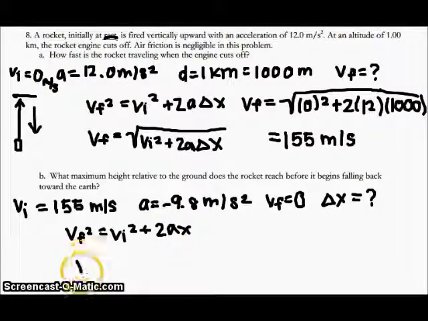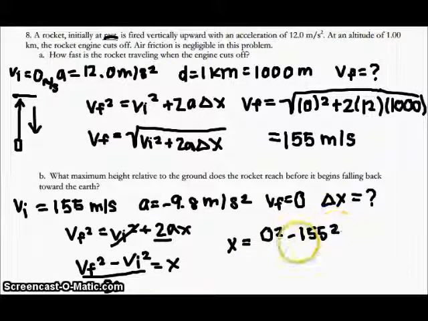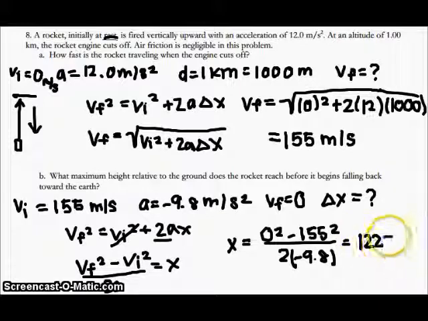So we're going to move this stuff to the other side. So let's subtract the initial velocity squared. And then if we subtract that, we need to divide by the 2a. So all over 2a equals the change in x. So if we plug this in, it should equal 0 squared minus 155 squared over 2 times negative 9.8. And then that, if we put in our calculator, equals 1,225 meters.